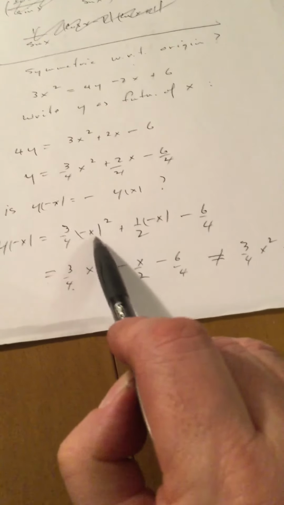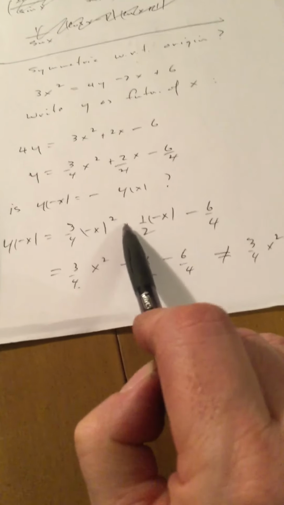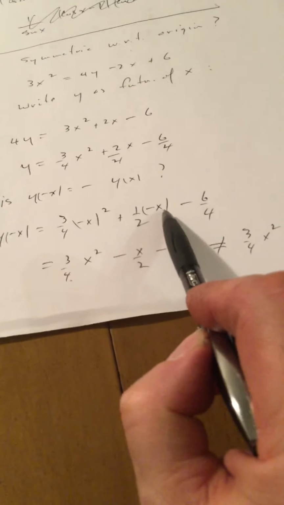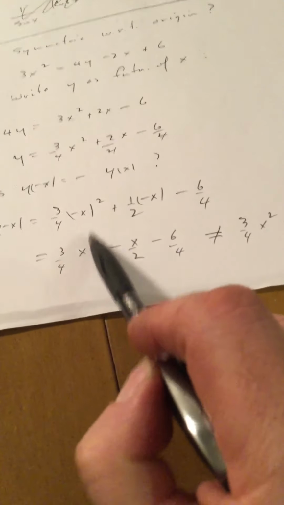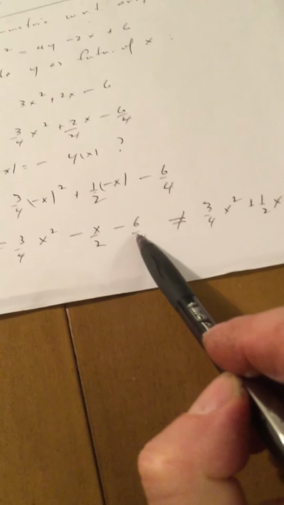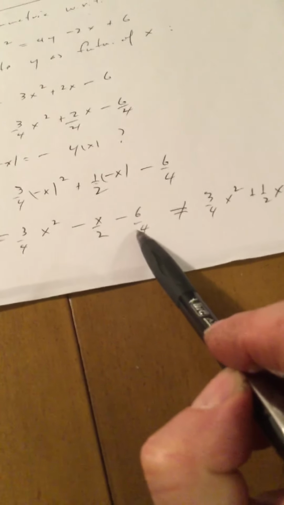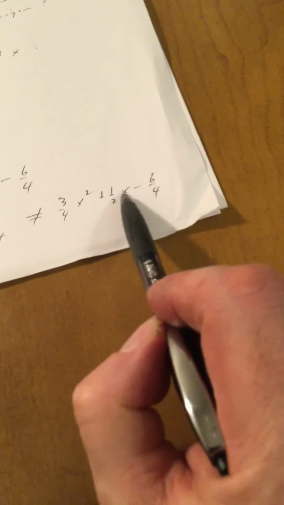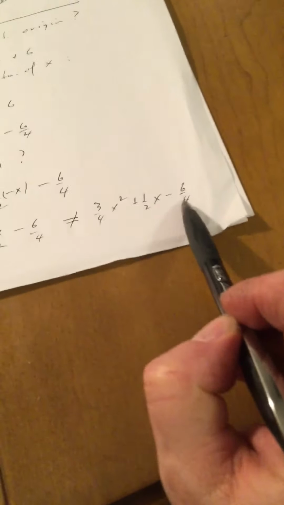Y of minus x is equal to 3 over 4 times minus x quantity squared, plus 1 over 2 times minus x, minus 6 over 4, which is equal to 3 over 4 x squared, because the minus goes away when you're squaring, minus x over 2, minus 6 over 4, which is 3 over 2. So we would need that to be equal to y of x, but y of x is equal to 3 over 4 x squared plus 1/2 x minus 6 over 4, 3 over 2.